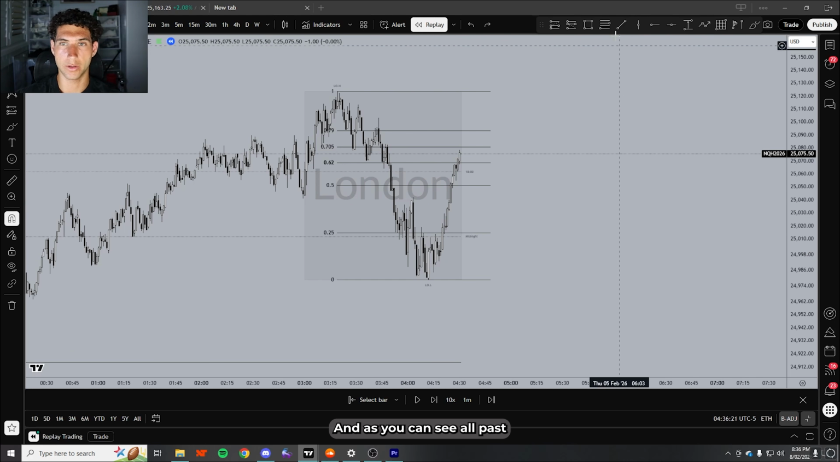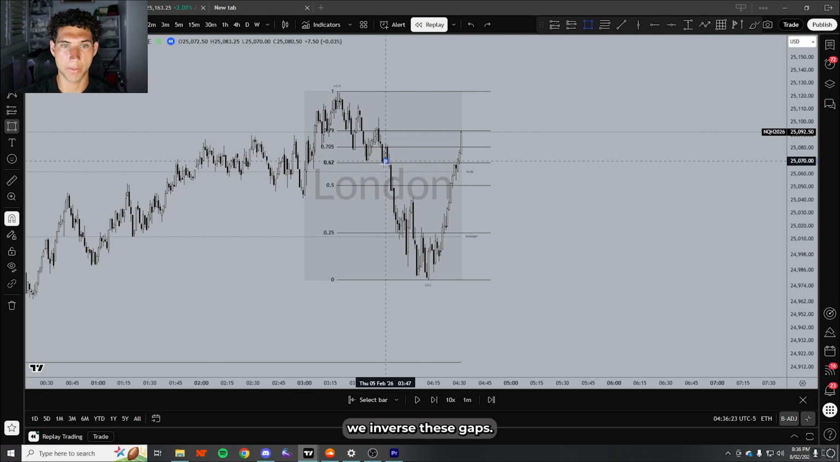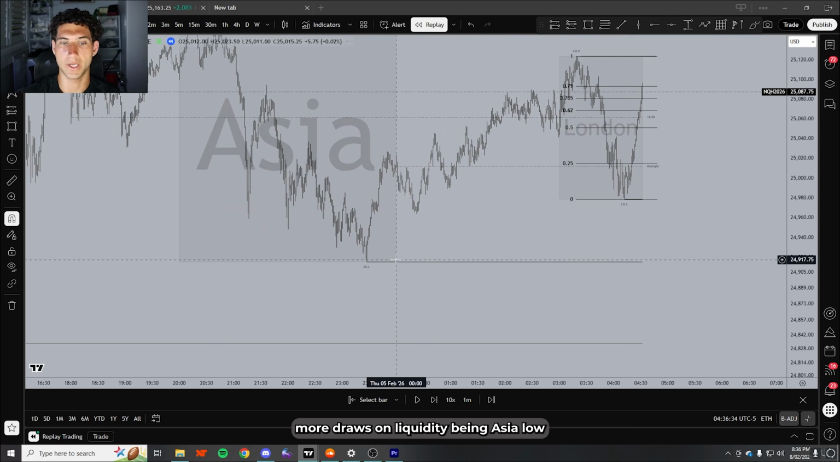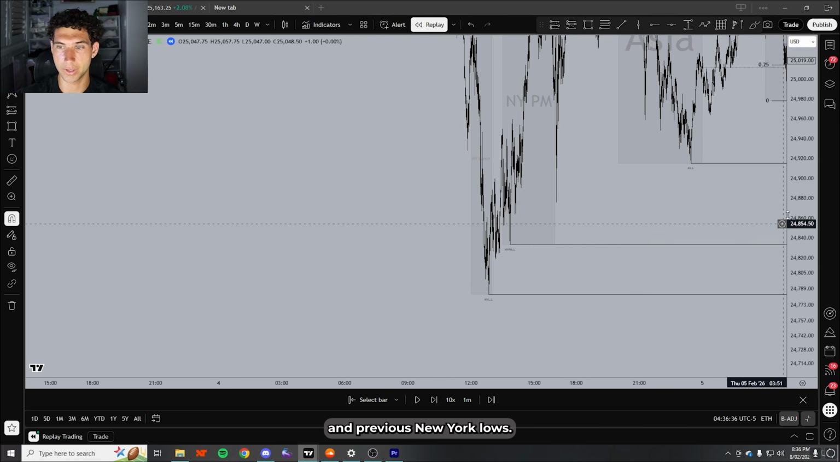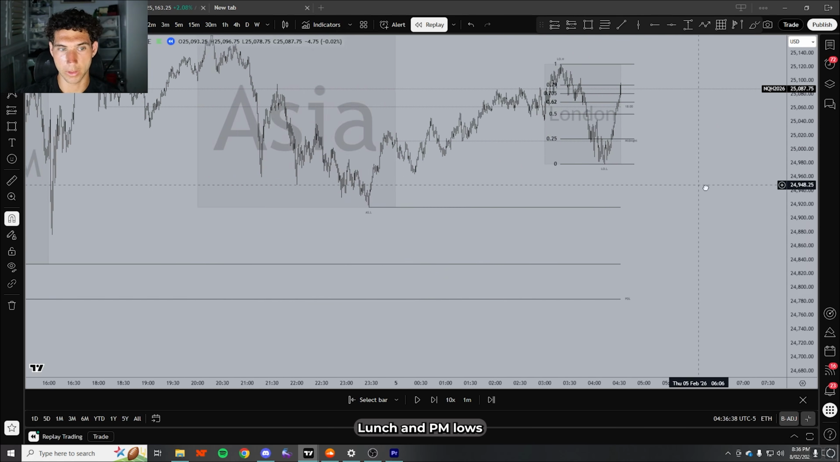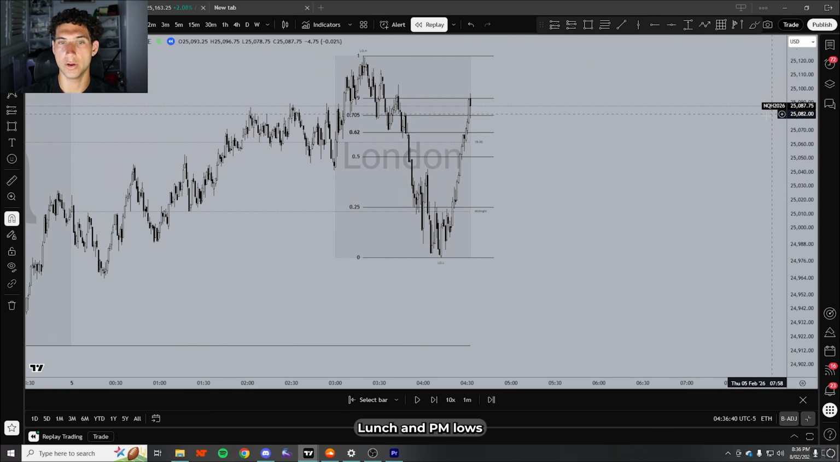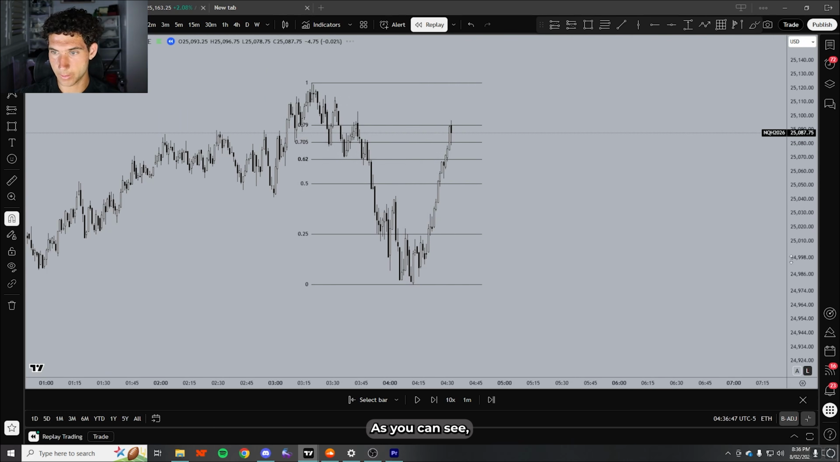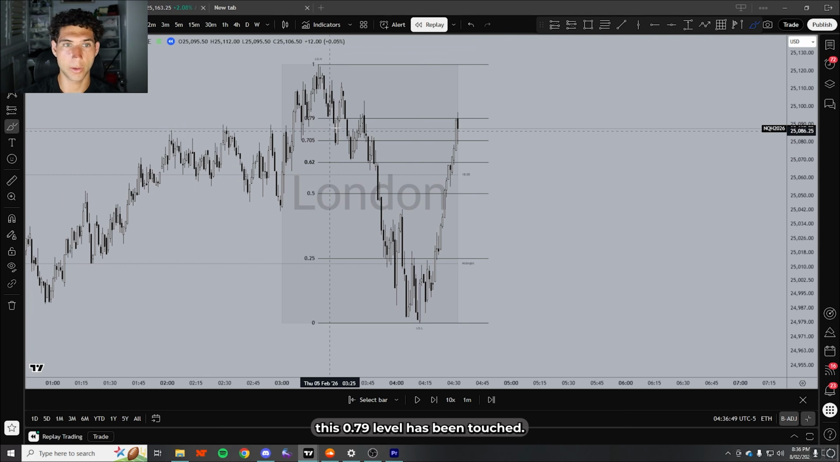And as you can see, we inverse these gaps, so wouldn't you be like, let's take a long? No, we still have more draws on liquidity being Asia low and previous New York lows, lunch and PM low. So why would we ever take this trade? As you can see, this 0.79 level has been touched. We never even closed above it.